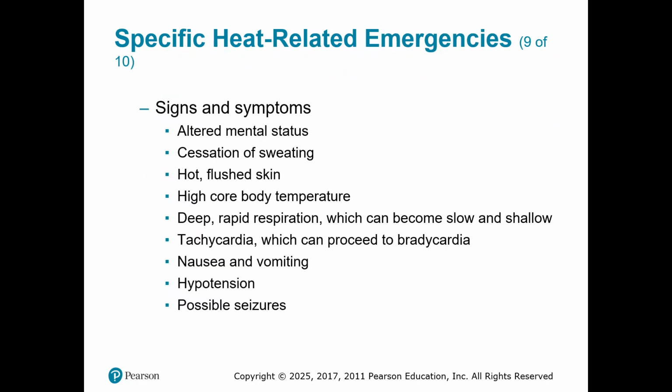Signs and symptoms, right? And the big one here is that we lose sweating, there's a cessation of sweating. The skin, instead of being cool and diaphoretic, becomes hot and flushed. With the high core body temperature, we have a lot of brain cells that are dying. And so now the brain's going to start producing a real nervous system problem.